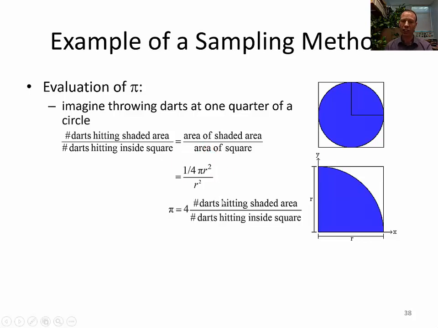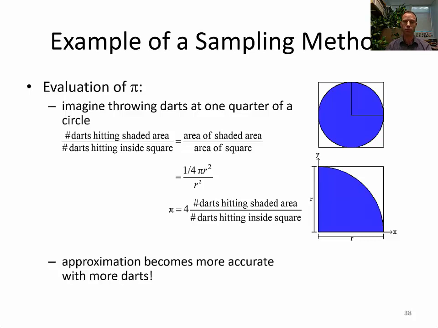If you then rearrange it, then pi is equal to 4 times the number of darts hitting the shaded area divided by the number of darts hitting inside the square. So you can imagine if you throw just 10 darts at this square, it's not going to be a very accurate value of pi. But now if you throw 1 million, 2 million darts at this square, you're going to start to get a fairly good approximation. So yes, the approximation becomes more accurate with more darts. And this is how sampling works. If you take more samples, you get a better value of whatever you want to calculate.